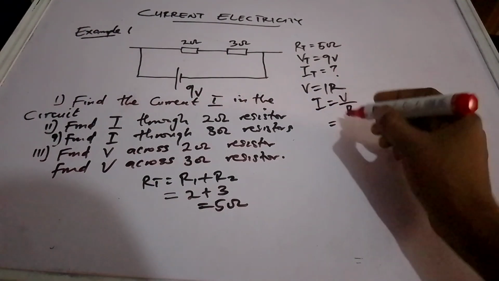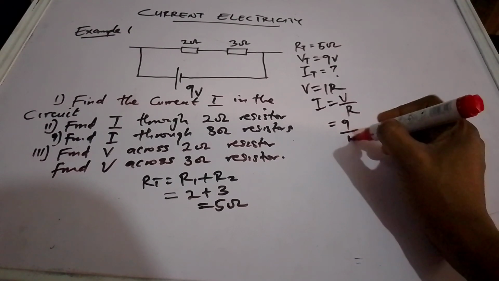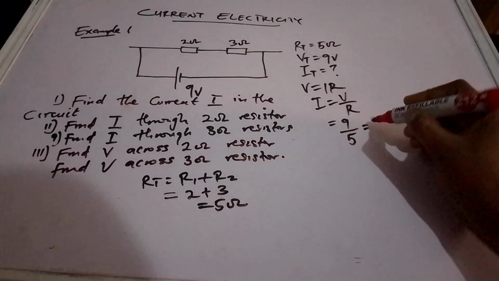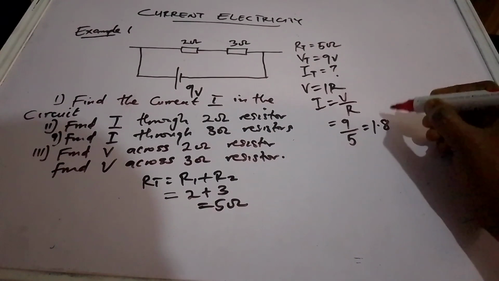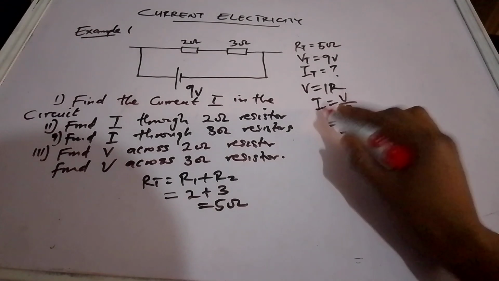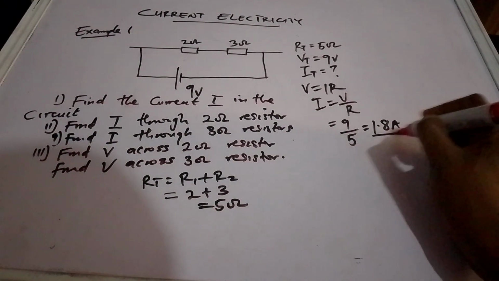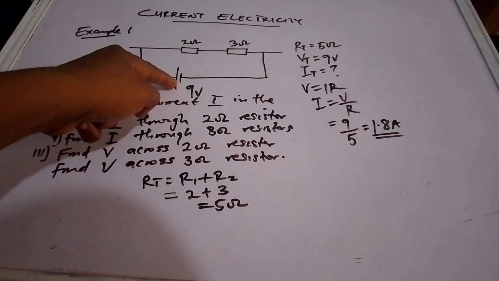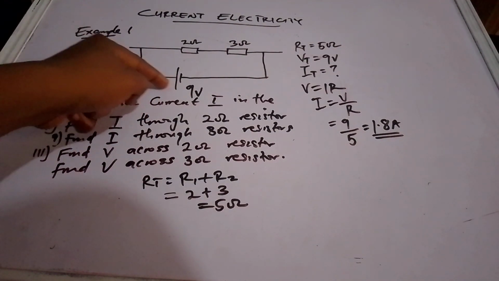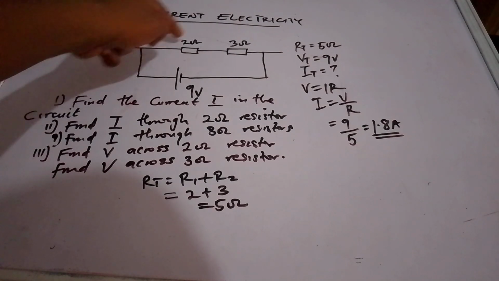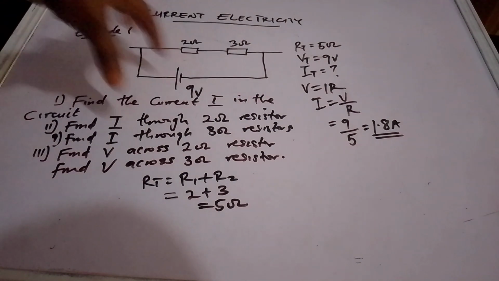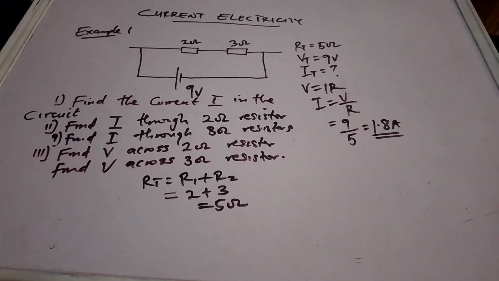So what is our V? Our V is 9. And what is our R? Our R is 5. So if I divide V, 9, over 5, I'm going to have 1.8. Because current is in amperes, it is 1.8 ampere. So that number 1 has been solved. This 9 volts is able to supply 1.8 current. So as current is moving out from the source, it is 1.8 ampere that will be in this circuit. If the voltage is 9 volts, the current in this circuit is 1.8 ampere.